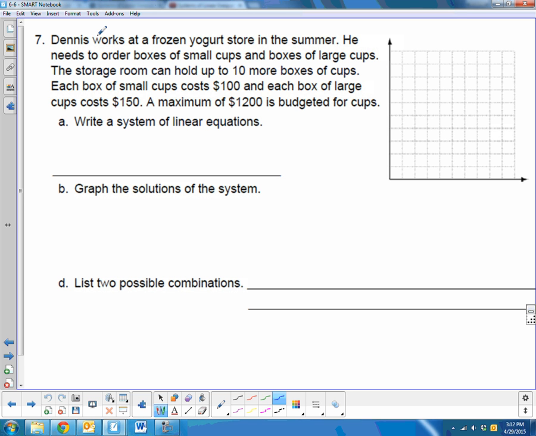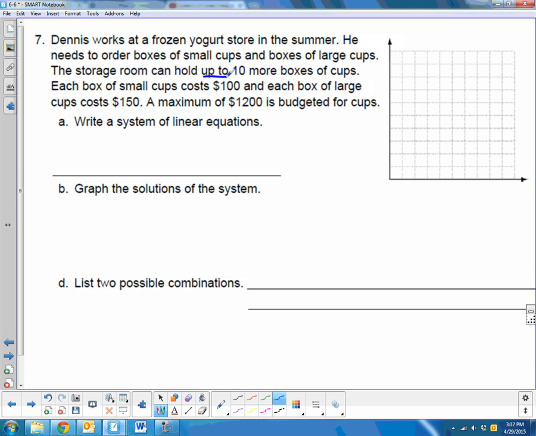And so we're looking at Dennis. He's buying frozen yogurt, or he works at the frozen yogurt stand. He's ordering boxes of small cups and large cups. So this would be like any kind of management position that you might have at McDonald's or Dairy Queen or whatever. You got to buy stuff. Got to buy supplies.